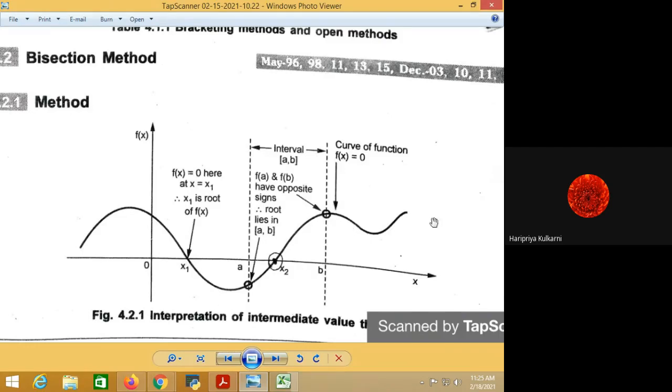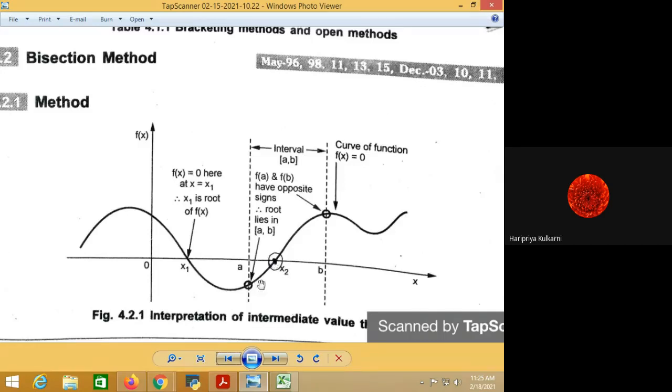Let us say the initial approximation is somewhere a and b. As it is a bracketing method, there are two initial values, so a and b are the two ends of the interval. Here we are interested in finding x2. So we will find out f of a and f of b.